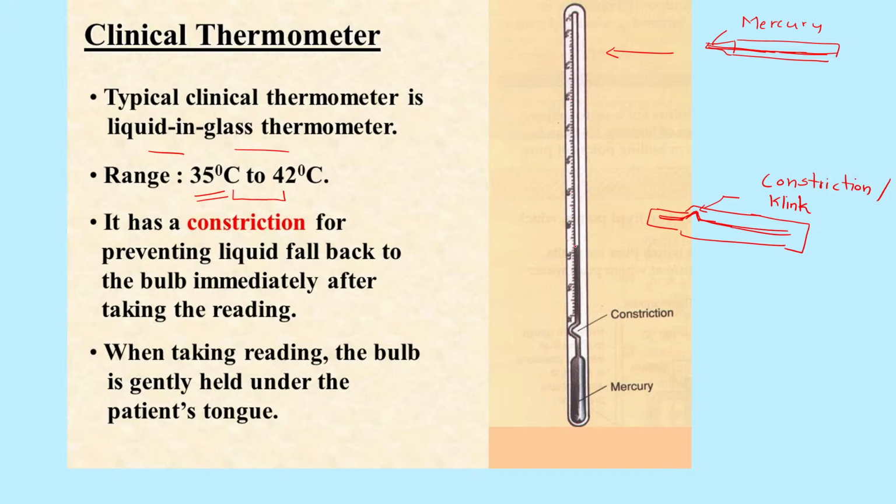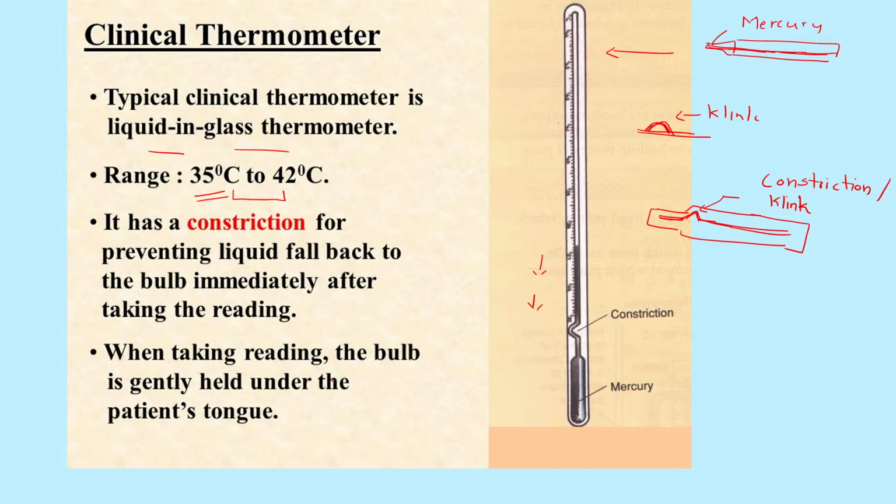So what will happen now? Slowly this mercury level is going to fall down because there is a temperature difference. And to avoid this immediate fall, there is a brake, just like on the road you have a speed breaker that breaks the speed. Similarly, this clink is going to help in reducing the speed of the mercury, and it will avoid the mercury falling back immediately.